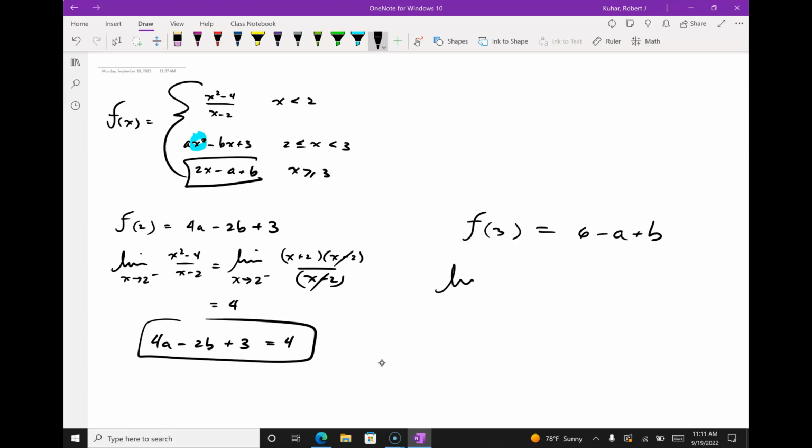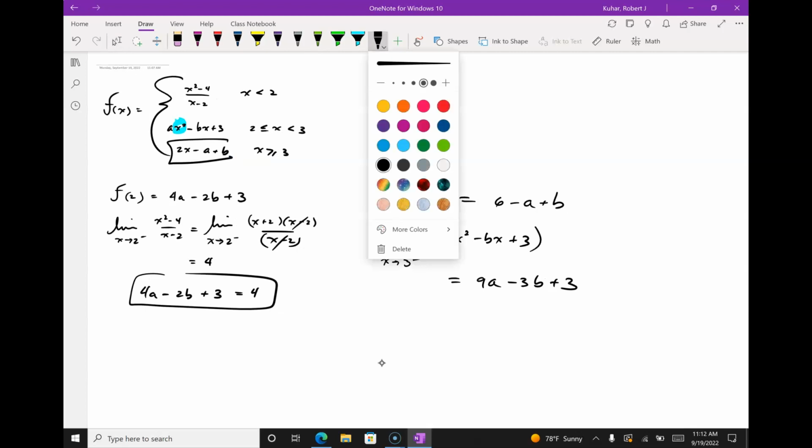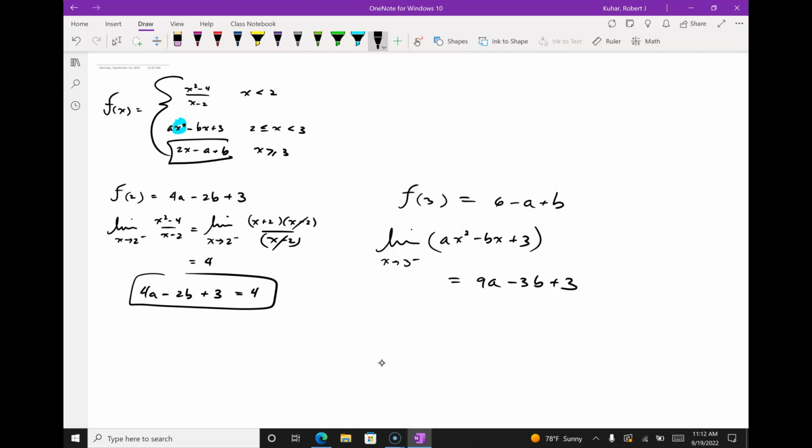And I need the limit on the other piece, which is as x goes to 3 from the left, and that's this function, ax squared minus bx plus 3. But that's just a polynomial, so I'm just plugging 3 into x, right? Is that making sense? So I get 9a minus 3b plus 3. So my second equation is going to come from here: 6 minus a plus b equals 9a minus 3b plus 3.